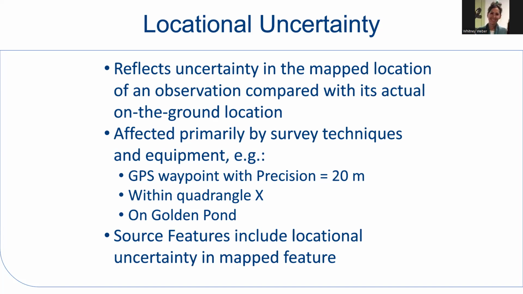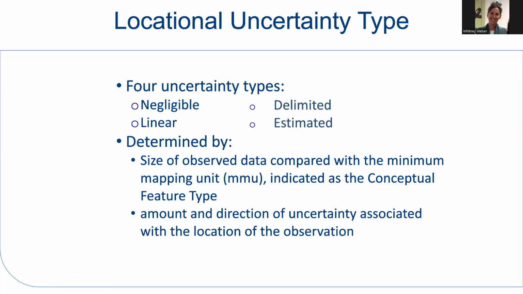Remember, observations reflect the raw data as the mapped feature, whereas source features always include the locational uncertainty in the mapped feature. There are 4 uncertainty types: negligible, linear, delimited, and estimated. And these are determined by the size of the observed data as compared with the minimal mapping unit, and as indicated by that conceptual feature type.